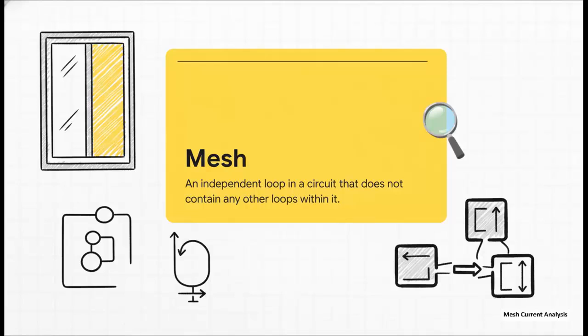Okay, first things first, we need a key definition. What in the world is a mesh? Well, imagine a window with, say, 4 panes of glass. A mesh is just one of those individual panes. It's a loop in the circuit that doesn't have any other smaller loops tucked inside of it. Being able to spot these is step 0.